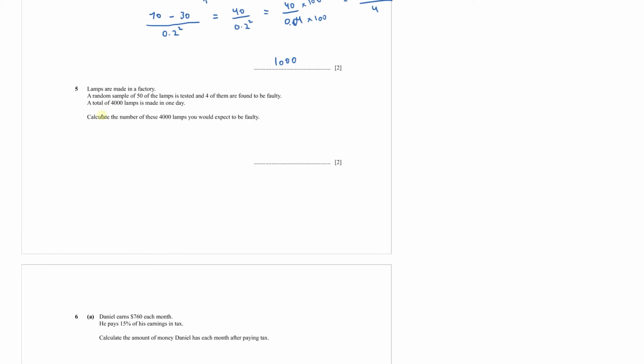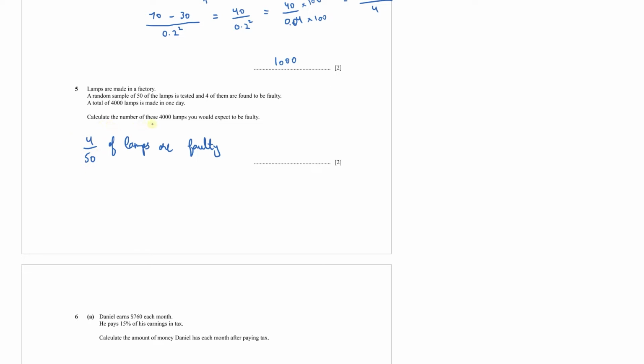Question number 5 is lamps are made in a factory. A random sample of 50 of the lamps is tested and 4 of them are found to be faulty. A total of 4000 lamps is made in one day. Calculate the number of these 4000 lamps you would expect to be faulty. So from 50 lamps tested, 4 of them are faulty. So what's the fraction? So it is 4 by 50. So 4 by 50 of lamps are faulty. So this is the fraction of lamps that will be faulty.